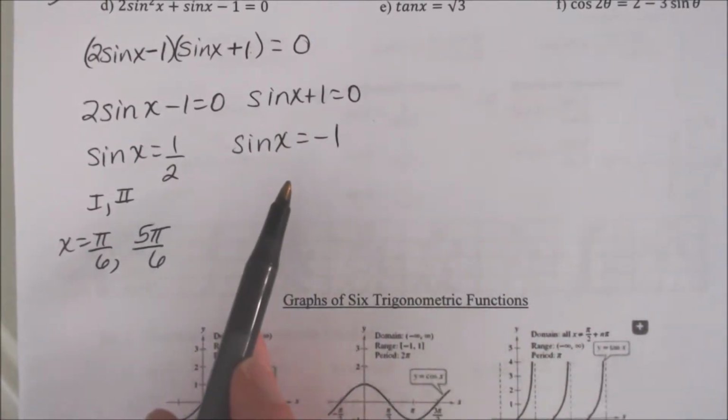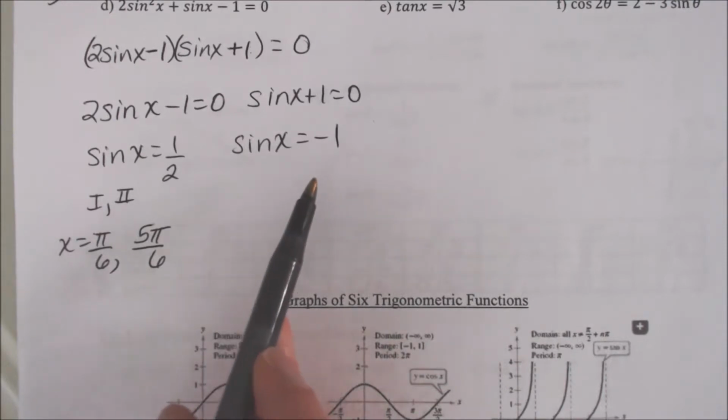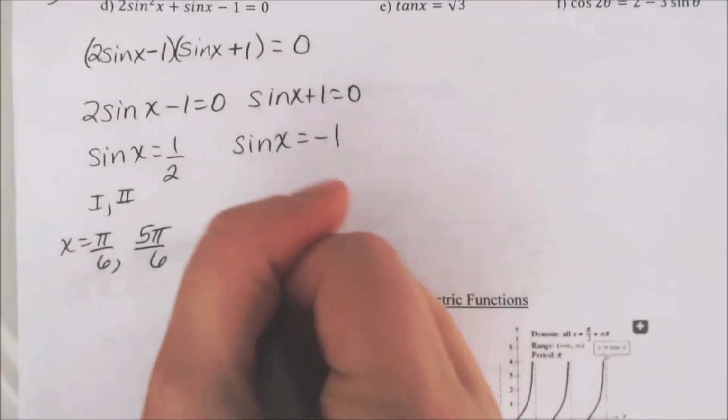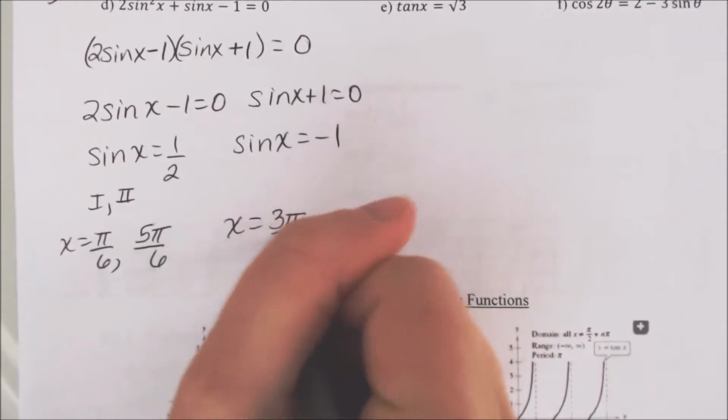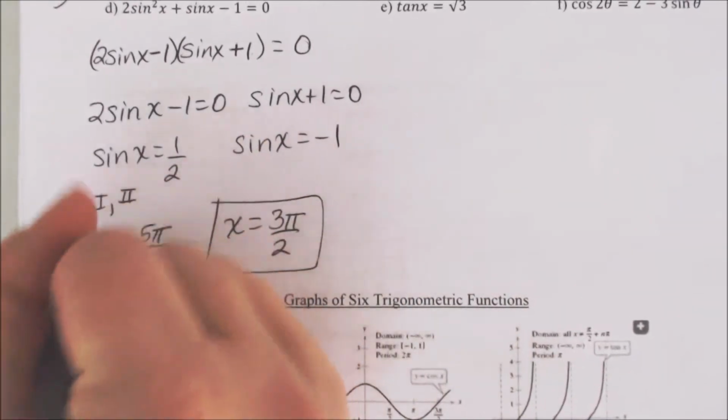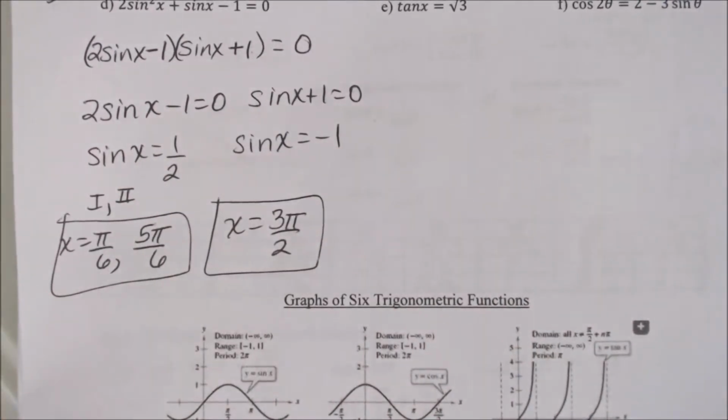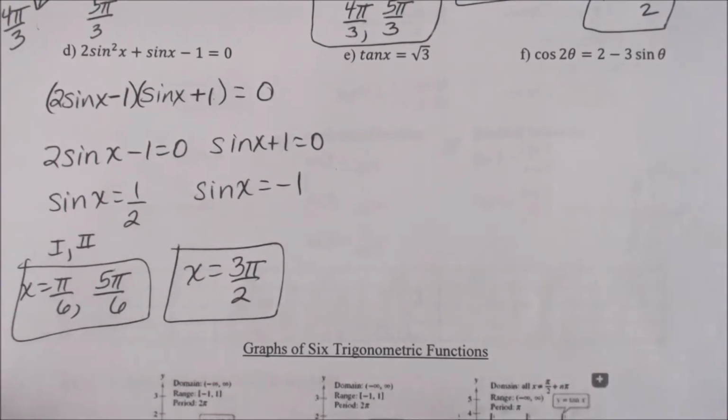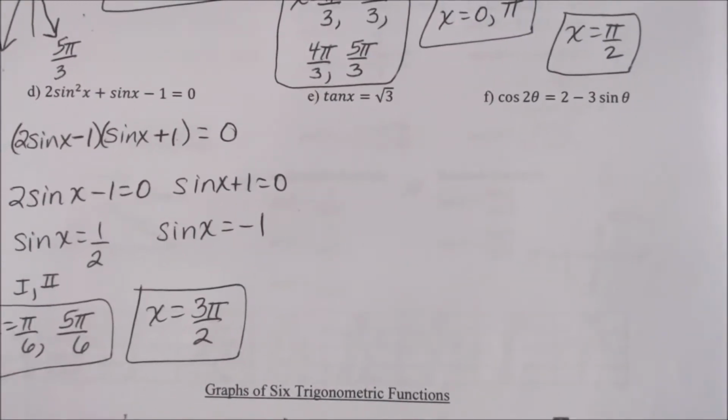And then the other part of the solution, where does sine x equal negative 1? Well, that would be at the bottom of the y-axis, so that would be at 3 pi over 2. So we have 3 solutions to this equation. All right, so let's look at example E there. They're asking us where does tangent x equal square root of 3.